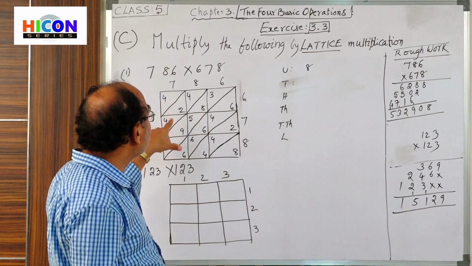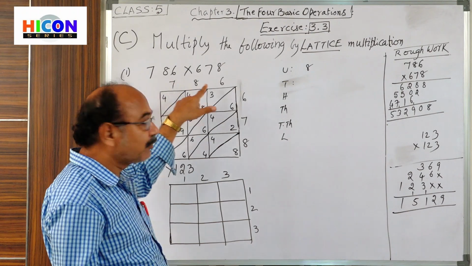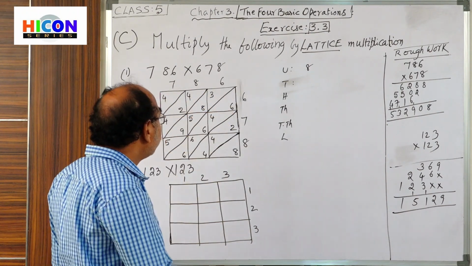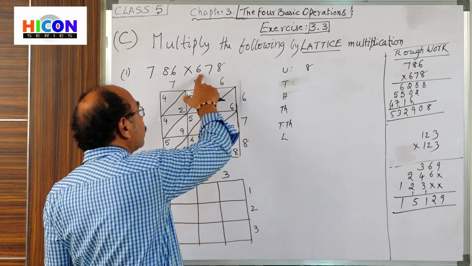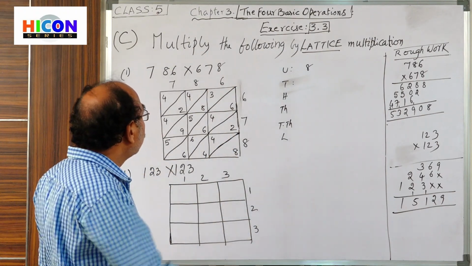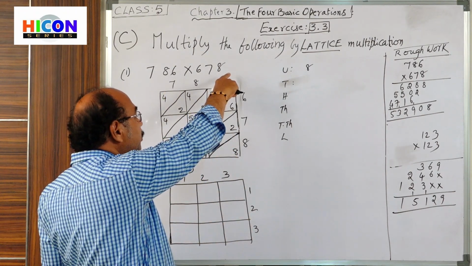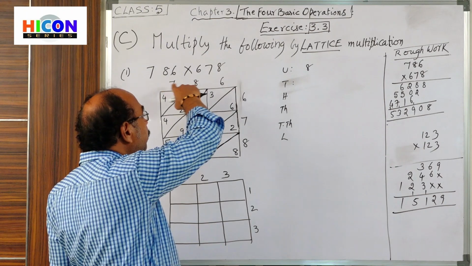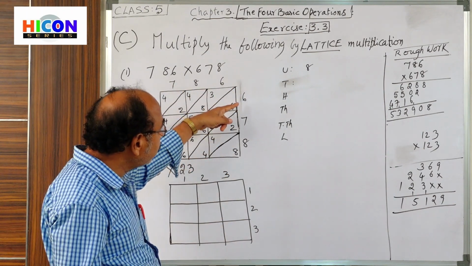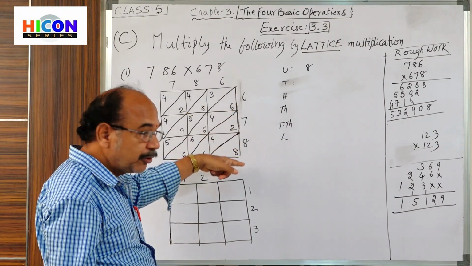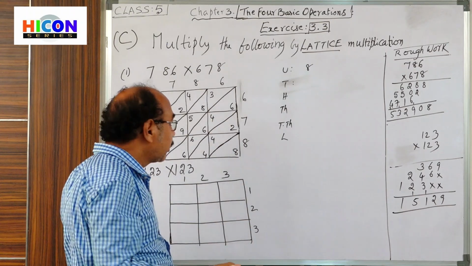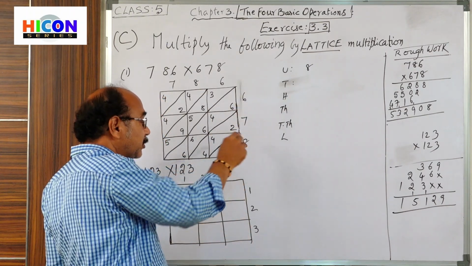How should we fill up? You see, multiply all the digits of the first number with 6 first. Next with 7. Next with 8. So horizontally you write 786. First number we write horizontally, 786. Second number 678, that one we write vertically. So first number horizontal and the second one vertical like this.